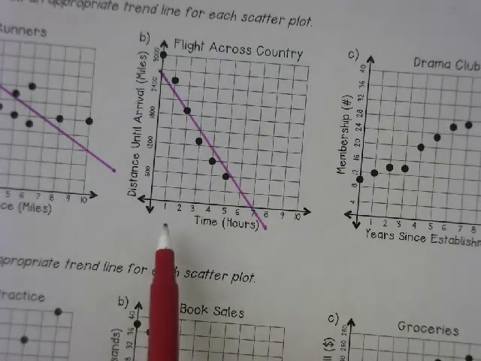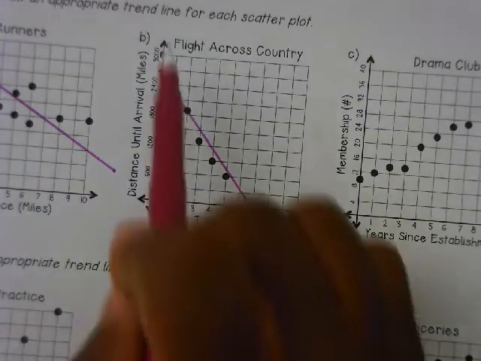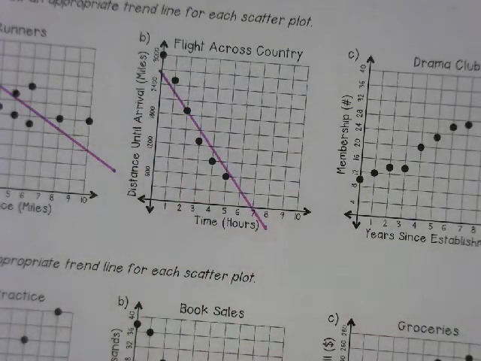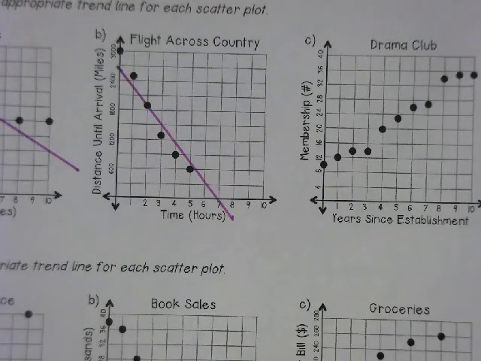The time you spend versus the distance until arrival. So the more time you spend traveling, the shorter your distance to arrival becomes, which makes sense. So that's the trend line for that one.